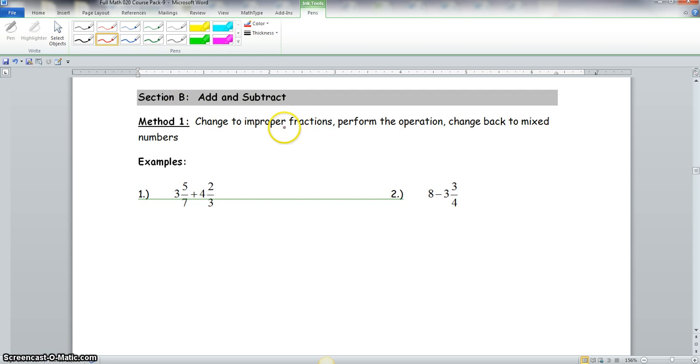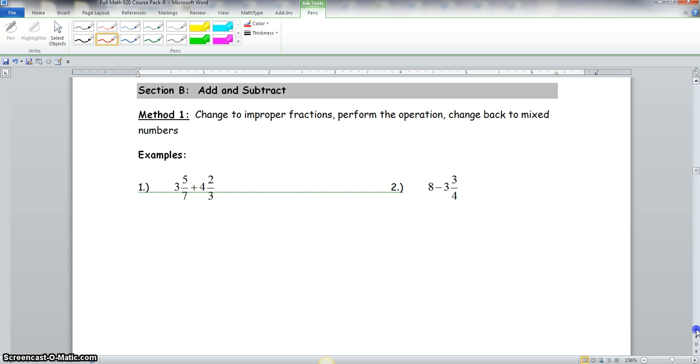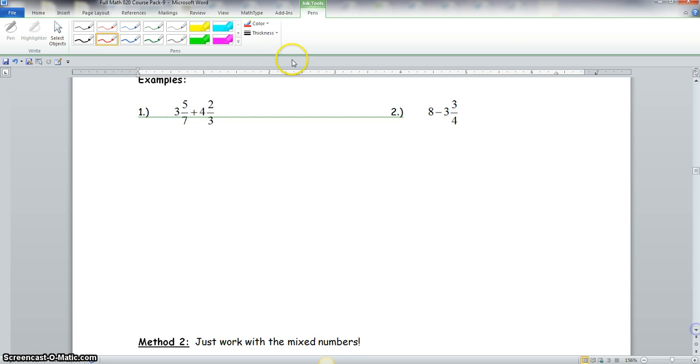Now, we go to add or subtract mixed numbers. Okay, now we're going to try method 1. To change these to improper fractions, perform the operation and change back to mixed numbers. So, first thing we know is that our denominators will remain the same. So we have 7 for the first, and we have 3 for the second. Now for our numerator, 3 times 7 is 21, plus 5 is 26. Then our second one, 4 times 3 is 12, plus 2 is 14.